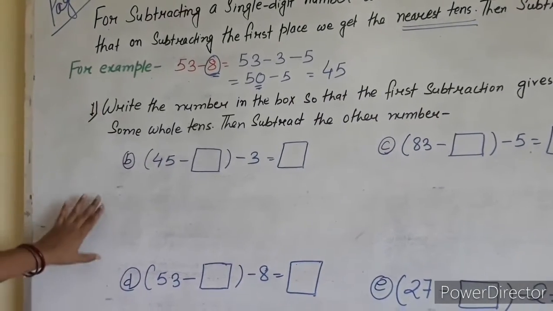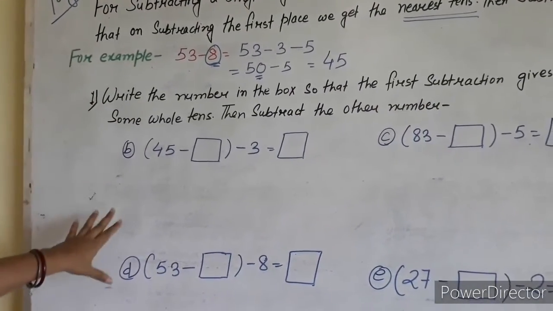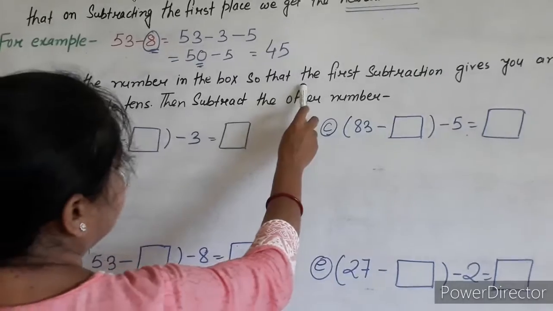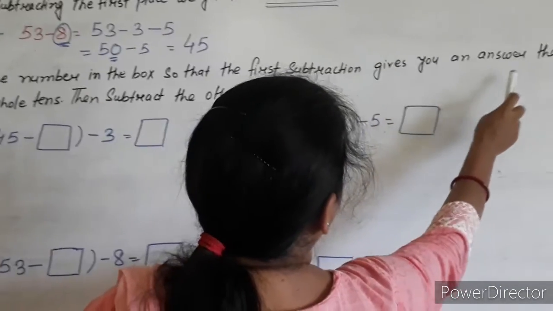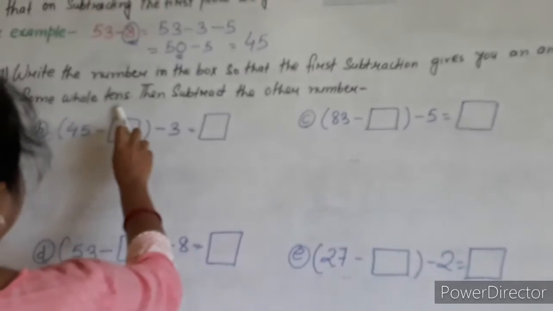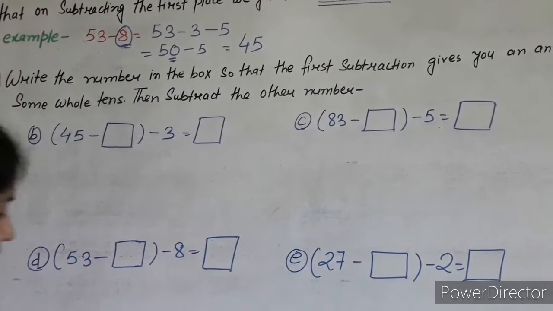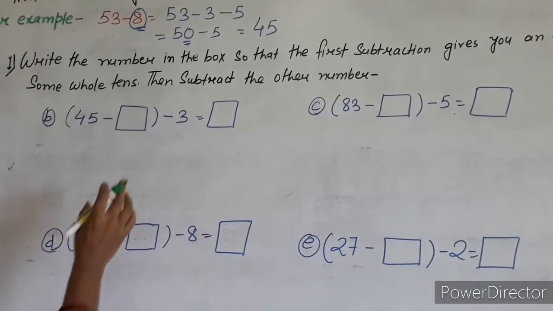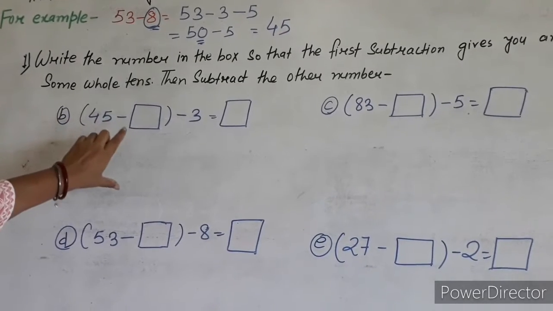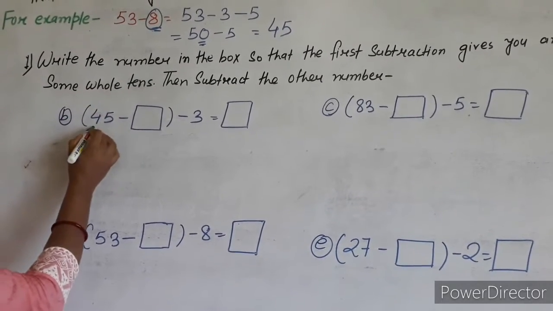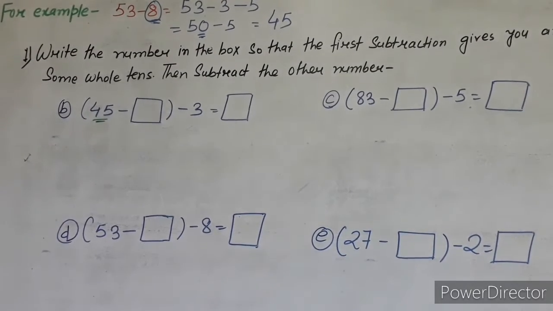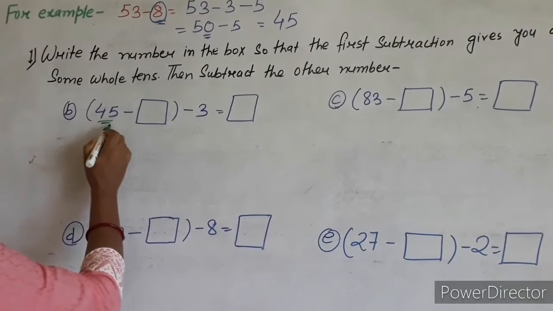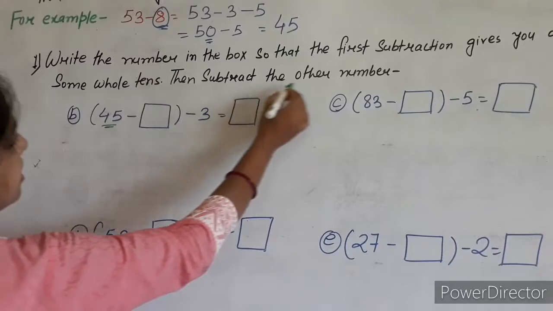So some exercises are there in your book. Let's start. The question says: write the number in the box so that the first subtraction gives you an answer that is some whole tens. The number you write in the box, when you subtract it, your answer will be the nearest tens. After that, you have to subtract the second number.